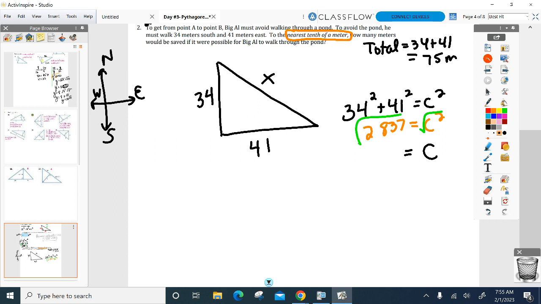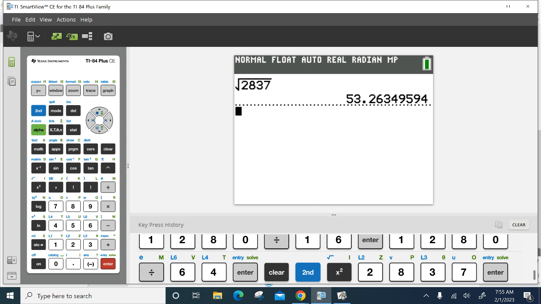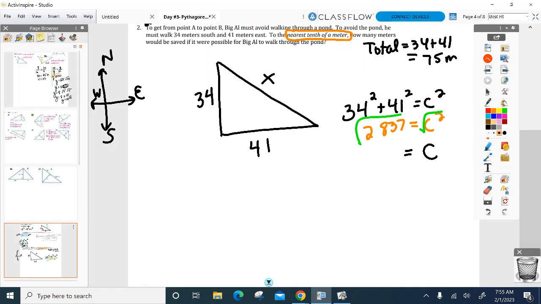If it's not your final answer, we don't round in the middle of a problem. So that number right now that's staring you in the face in your calculator, when you take the square root of 2837, I'm not rounding that. I'm writing that all out. I don't round a thing until my final answer. So if he could walk through the pond, he'd actually walk 53.263495994 meters. That's not my final answer, so I don't want you to round it.